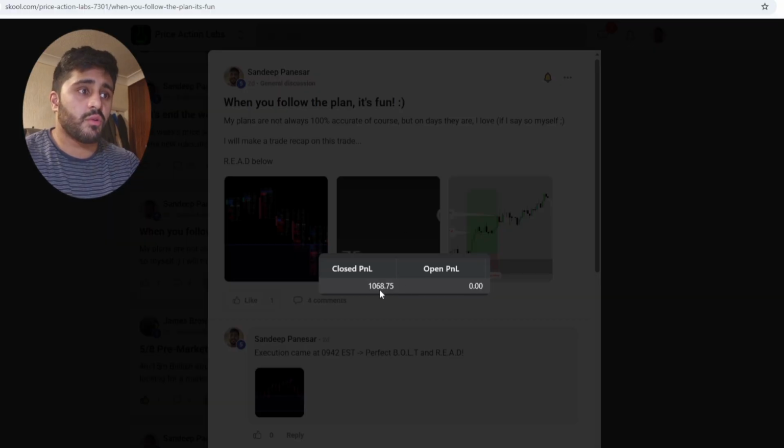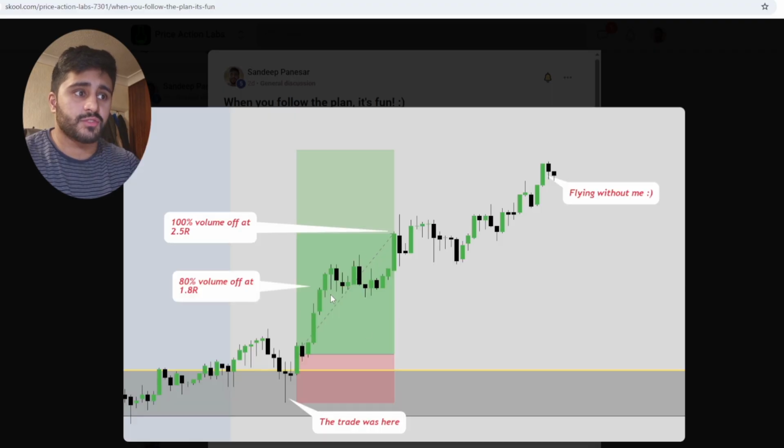This was the profit, 1068.7, and this was the actual trade itself. So I took off 1.8R, and then I closed the entire trade at 2.5R. So roughly about a 2R risk to reward, 1.8 to about 2R risk to reward, right? Roughly this sort of area. Then I watch price fly without me, which is just, I'm sure you've had that as well, right?